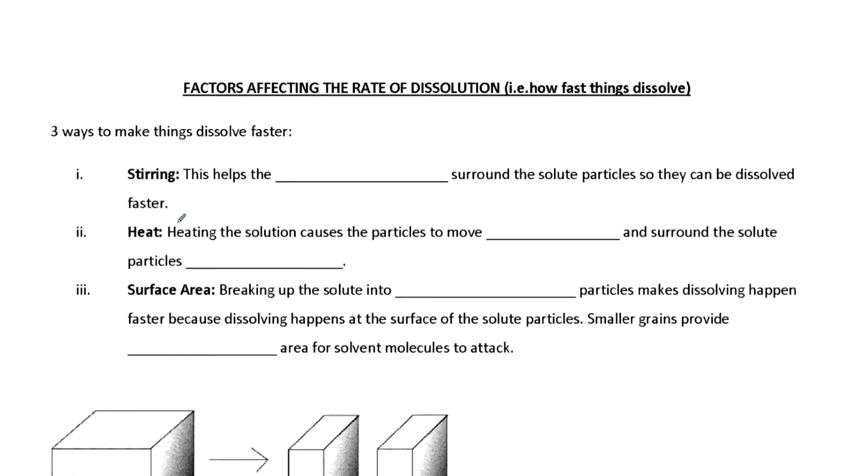Now, the nice part about these things is they're things you've likely experienced before and you could relate to. So the first thing that would help something to dissolve faster is to stir it. Think of a hot cup of coffee or tea and you're adding sugar to it. You're not just going to dump the sugar in and let it sit there. You're going to stir it and that will help it dissolve.